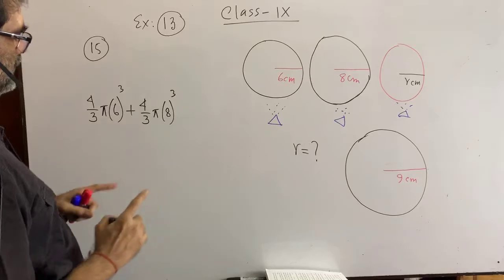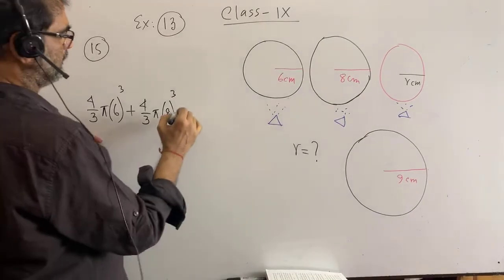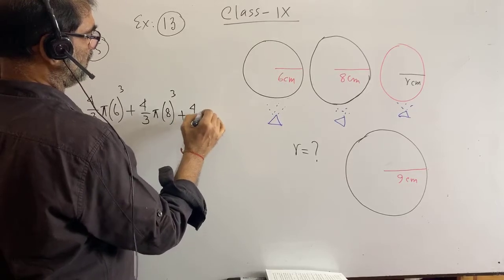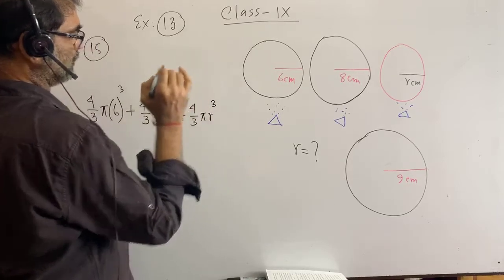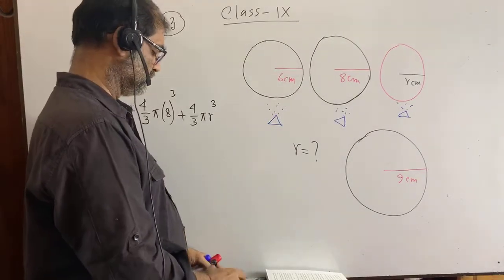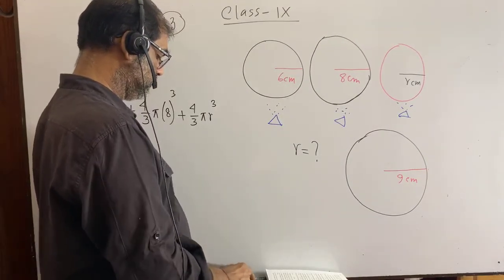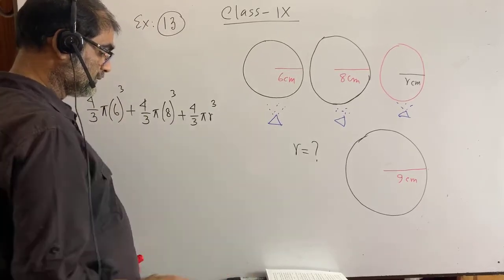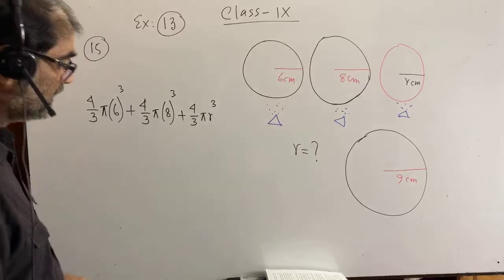Okay. Third ball, 4 by 3 pi r cube. Okay, we have got the sum of the volumes of the first three balls.